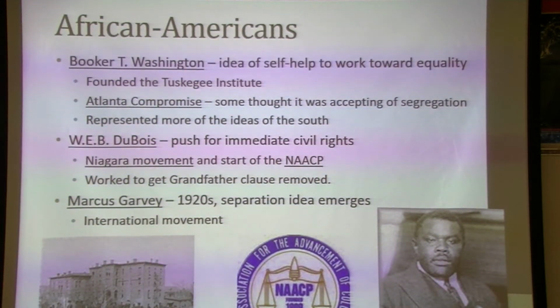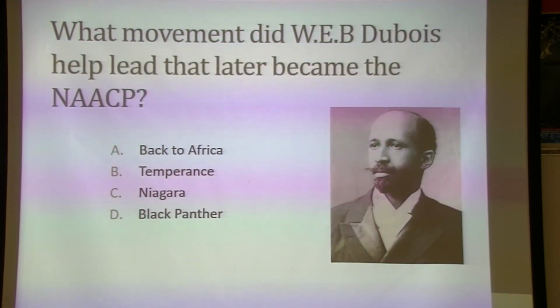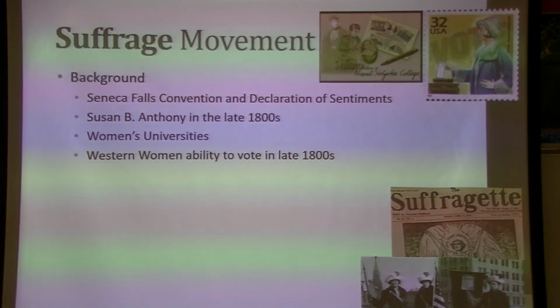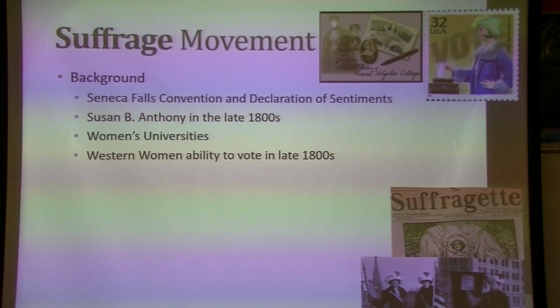But Washington, Du Bois, Garvey are three of the African American leaders that you're going to need to know, with Du Bois's Niagara movement. The suffrage movement. This is not something that just appeared in the progressive movement. It had been building for a long time.